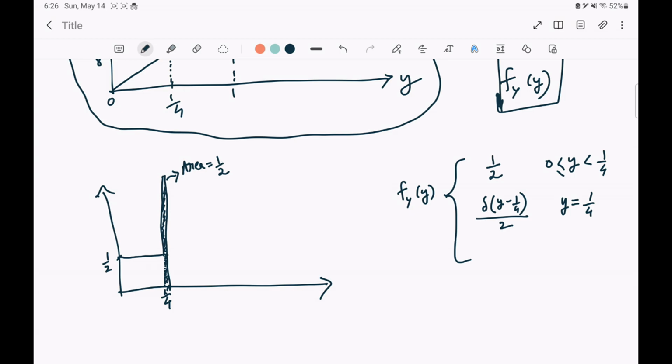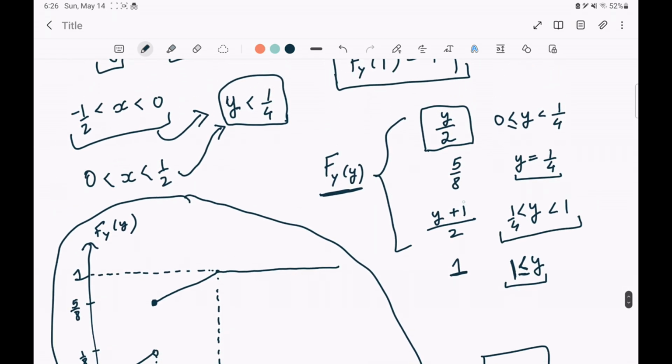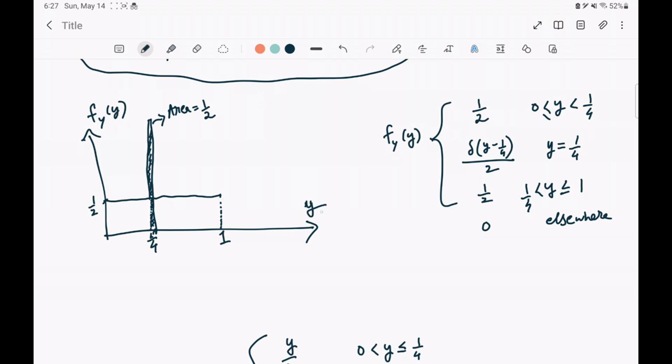And then for the range where y is between 1 by 4 to 1, if you take the differential of this, it is also half again. So this will be half for y between 1 by 4 to 1, and this is 0 elsewhere. So you can just continue this one till it reaches the value 1. So this is what the probability density function of y looks like in this example.